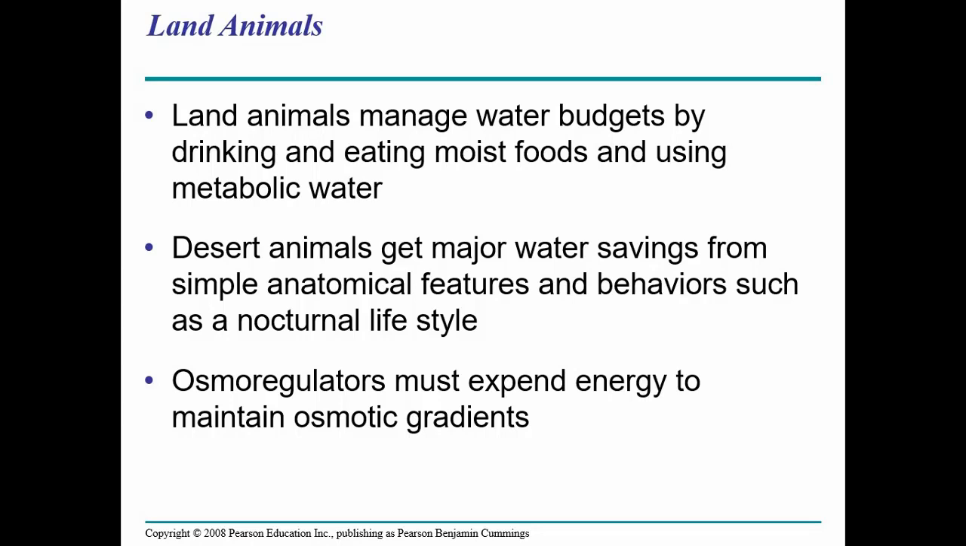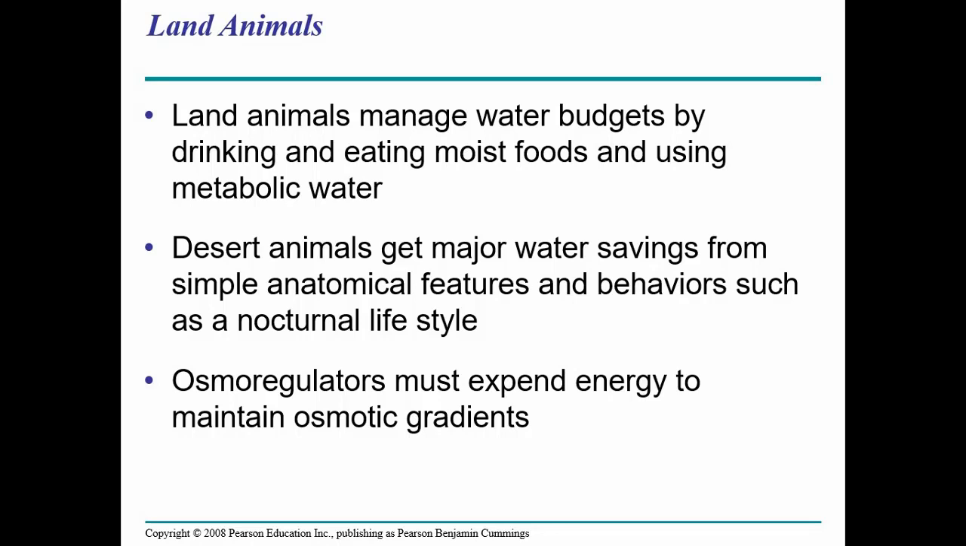Why do they do it in the night? Because if they do it in the day, it will be too hot and too dry, and they tend to lose water easily. So they do the activity mostly in the night. And this type of animal, which is an animal that lives on the land, all of them are osmoregulators.